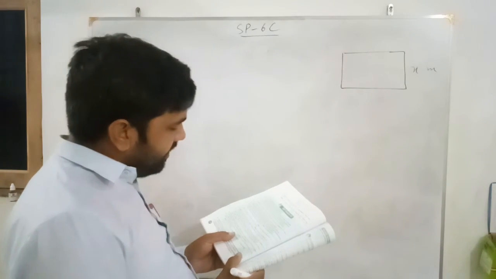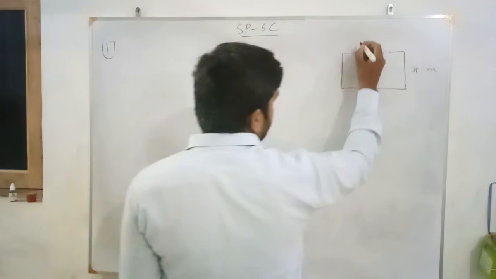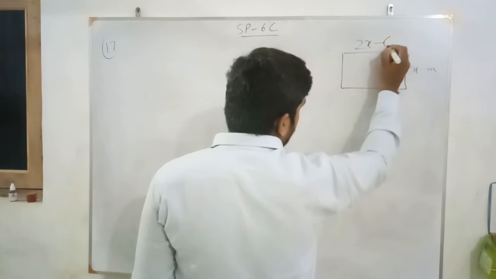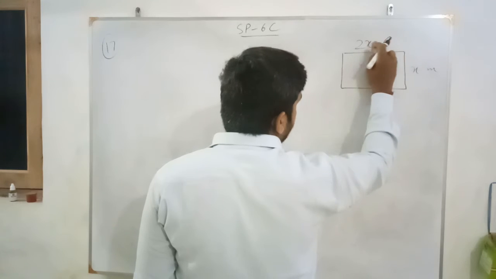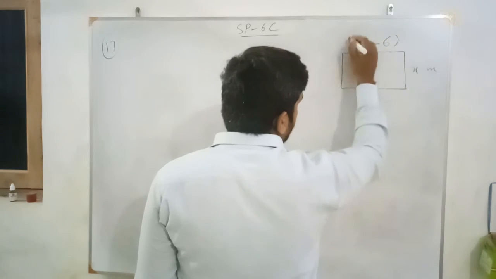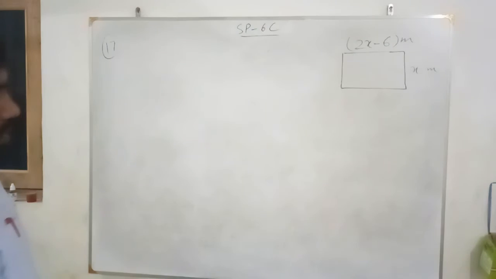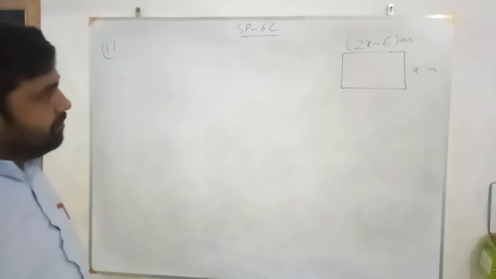Then according to the question, the length is 6 meters less than twice its breadth. So twice its breadth is 2x and 6 meters less, that is 2x minus 6 meter is the length.